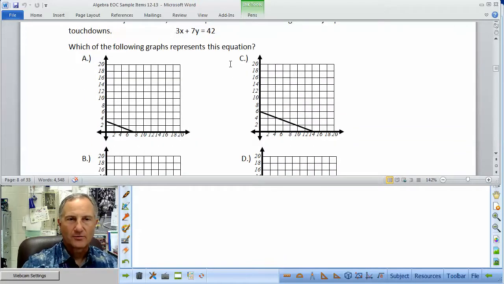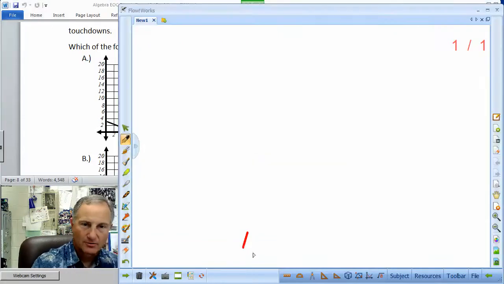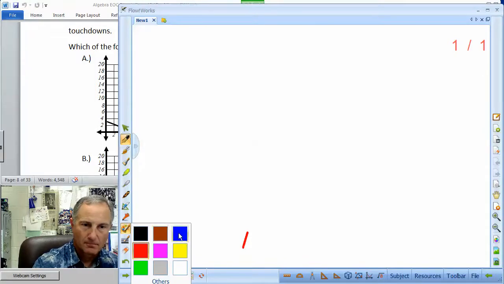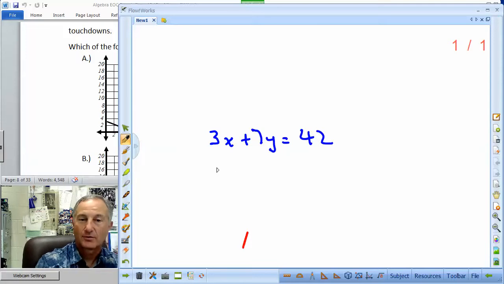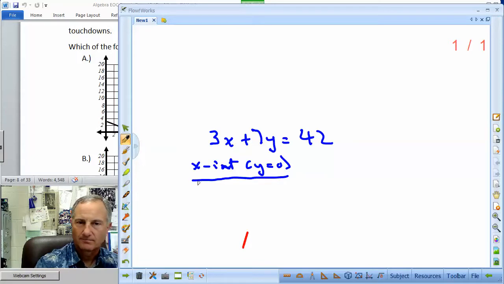Remember we talked about this before. When you get a standard form equation, x and y intercepts work pretty good. So let's start out here. We got 3x plus 7y equals 42. And we said a lot of times when we get this, we want to use intercepts. So if I want to find the x-intercept, where am I going to intersect the x-axis? We make y equal to 0. I get 3x equal to 42 because 7 times 0 is 0. Divide out the 3, x is 14.